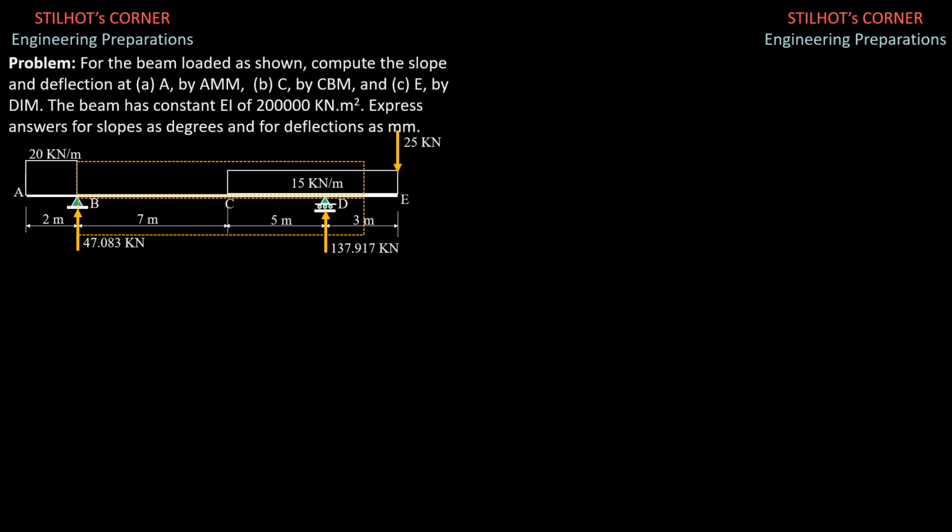Here is another video in structural analysis, particularly on beam deflections. This is given as a quiz in my class. For the beam loaded as shown, compute the slope and deflection at A by area moment methods, at C by conjugate beam method, and at E by the double integration method.